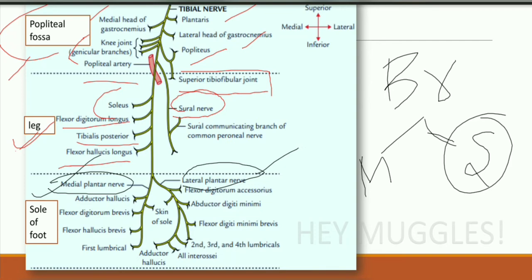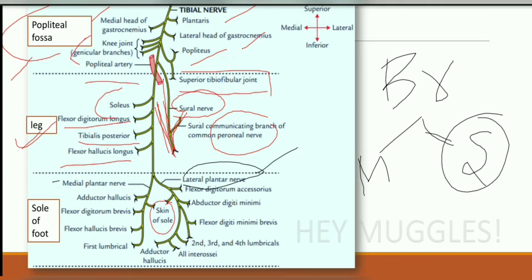So the sural nerve is a sensory nerve in the calf region of the leg. It is made up of a branch from the tibial nerve as well as the sural communicating branch of the common peroneal nerve. So the branch from the tibial nerve and the communicating branch from the common peroneal nerve together form the sural nerve, right? And it supplies sensory innervation to the skin of your calf, right?